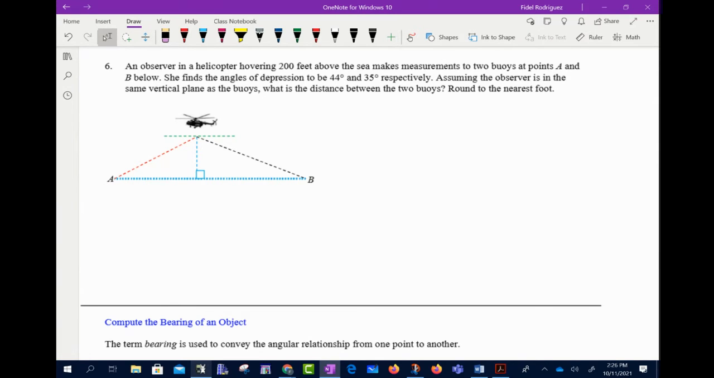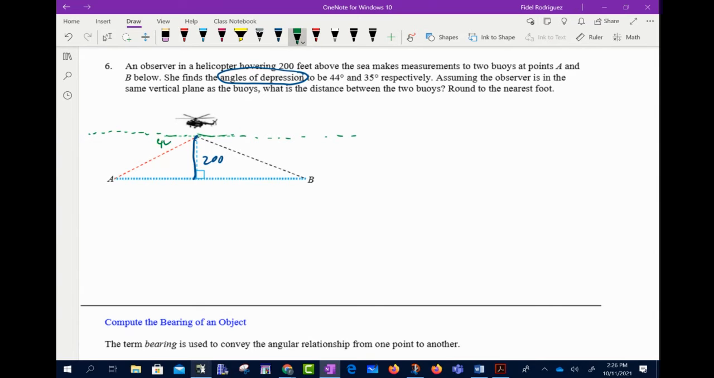Okay. All right, so let's see if we can figure something out here. Guys, we know that the distance from here to here is 200, right? So we know that. That's something we already know. And then look what kind of angles they're talking about. They're talking about angles of what? Depression. So if you remember what an angle of depression is, I'm going to make this dotted green line a little bit bigger just so that we can get the idea here.